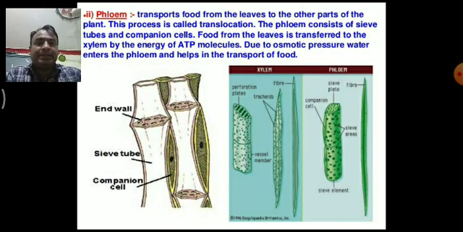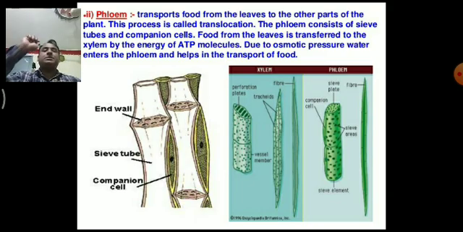Then the next is phloem. Phloem is specially designed to transport food in the form of sucrose. We know that during photosynthesis glucose is formed. This glucose is ultimately converted to sucrose, and sucrose is ultimately converted to starch. Starch is a reserve food material inside plants. So phloem transports food from the leaves to the other parts of the plant. This process is called translocation.